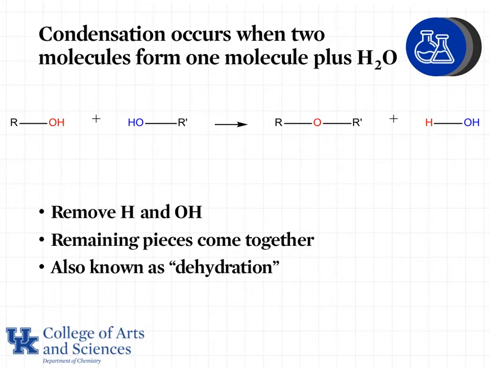So when we're looking at our two molecules that we're going to bring together, we see that we're going to lose the H from one of them and the OH from the other. What remains is a fragment that has RO and then the R prime piece. So now we're going to add a bond in there between the O and the R prime. Notice there is no carbon atom here because we have the R directly bonded to the O.